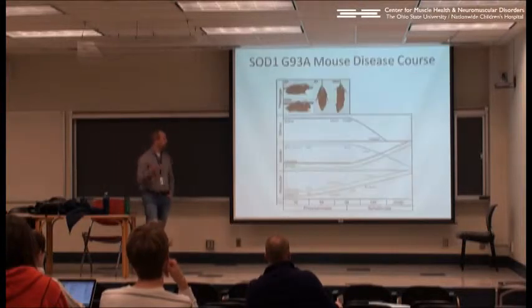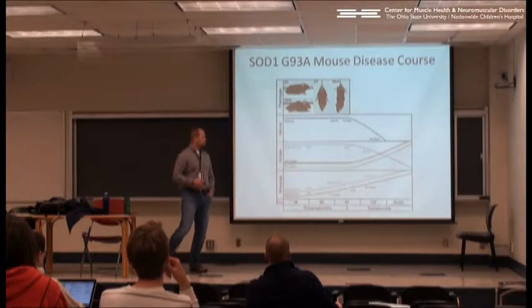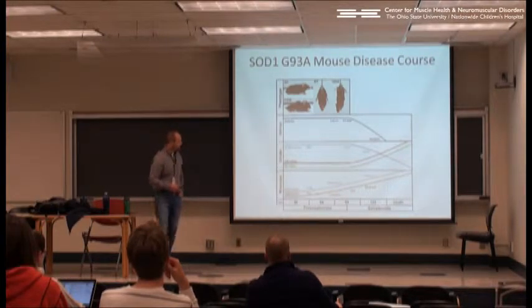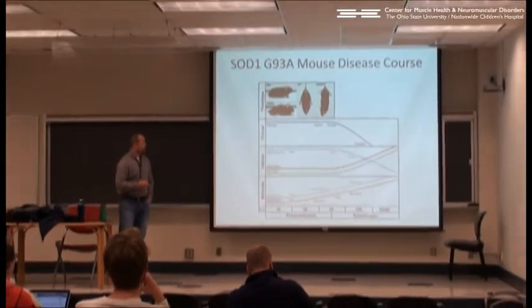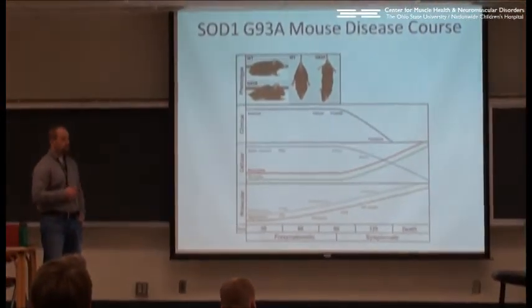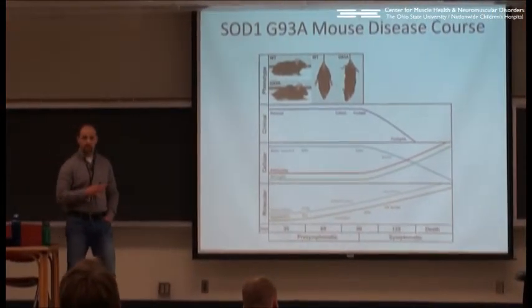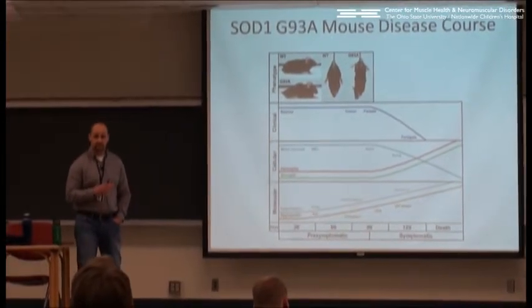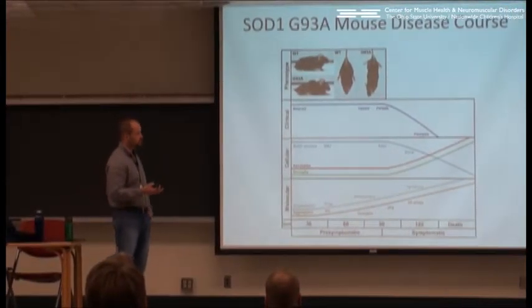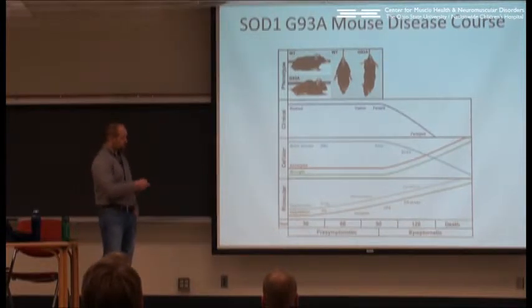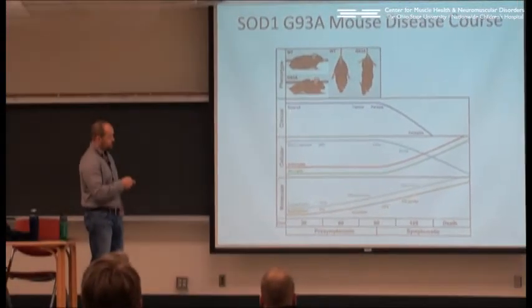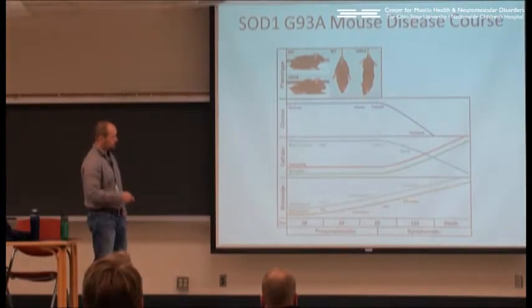This is a summary of really the high expressing G93A mice from a review by Kevin Collett in 2008. The G93A mutation can be put on a series of backgrounds. In this case, we're talking about a C57 black 6 background or a B6SJL, which is a commonly used strain as well.